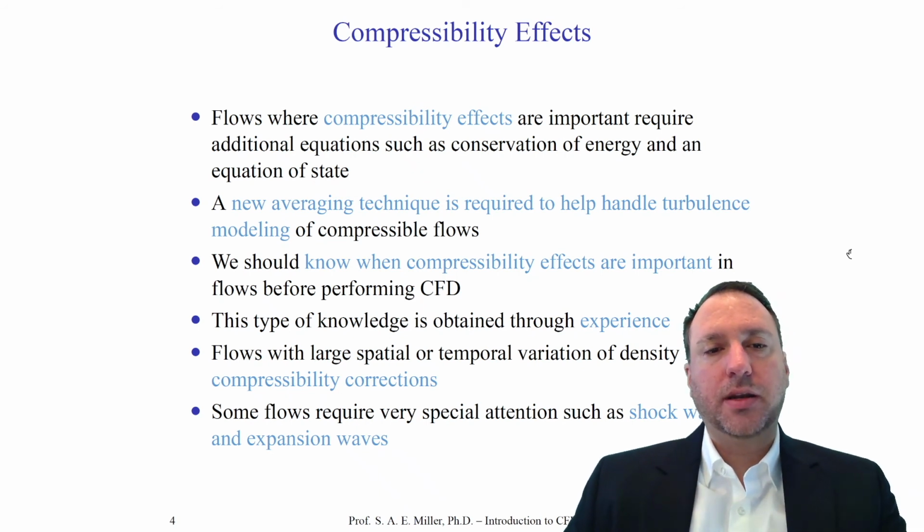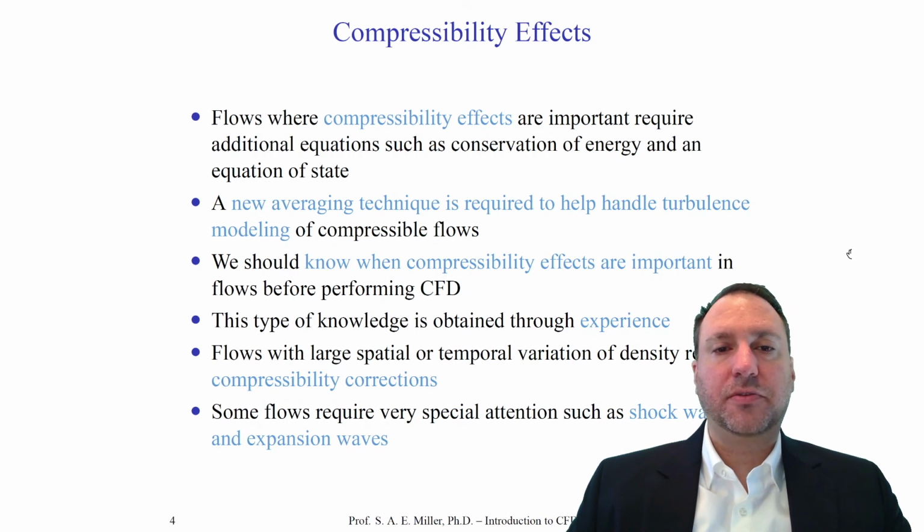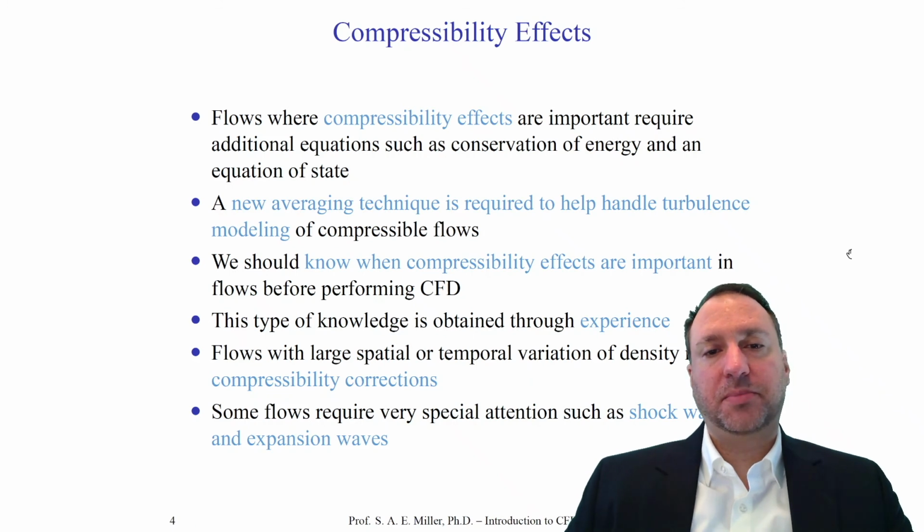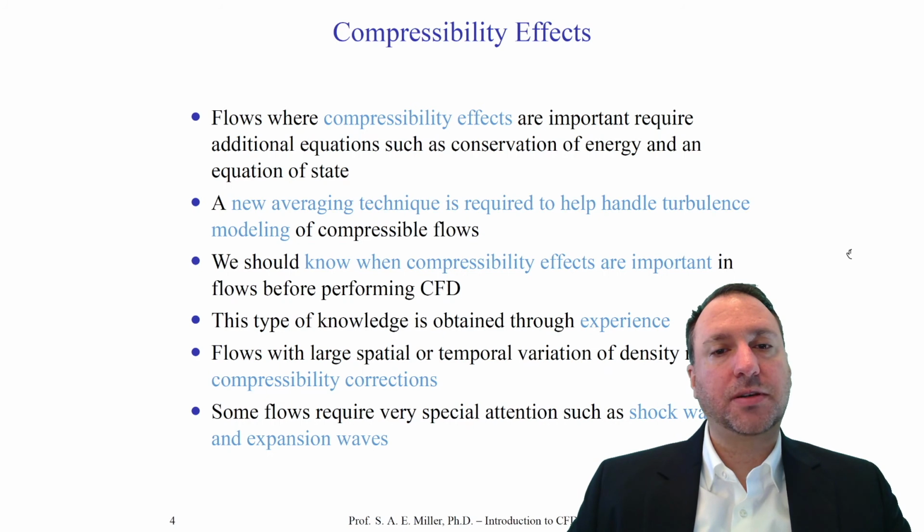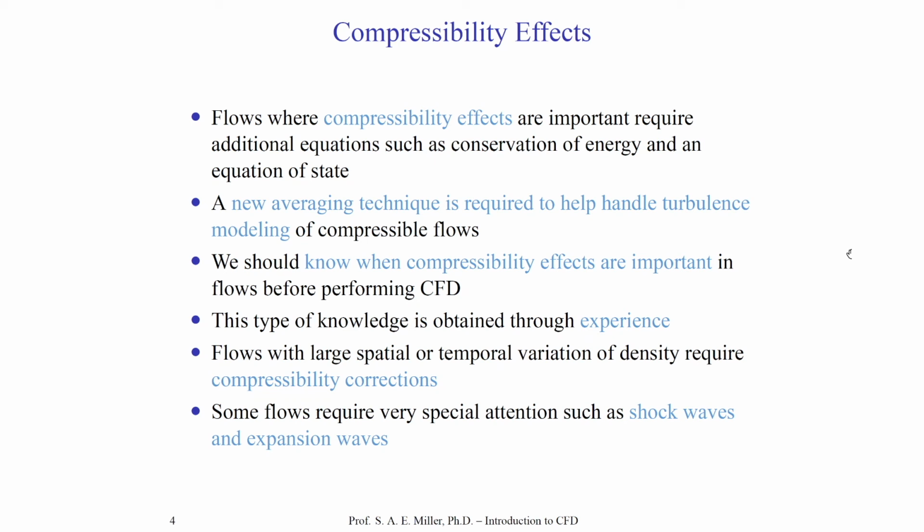Now, we should know when compressibility effects are important, and the only real way to do that is through experience and physical intuition, through time, and looking at similar flows in previous studies. So it's going to be up to the user before they have a solution to decide if compressibility is an issue. Often in the most simple flows, you might look at things just like Mach number and Reynolds number to see if we have it. Generally, as a rule of thumb, flows over Mach 0.3 should include, of course, compressibility in the equations of motion. Flows with large spatial and temporal variation of density also require compressibility corrections.